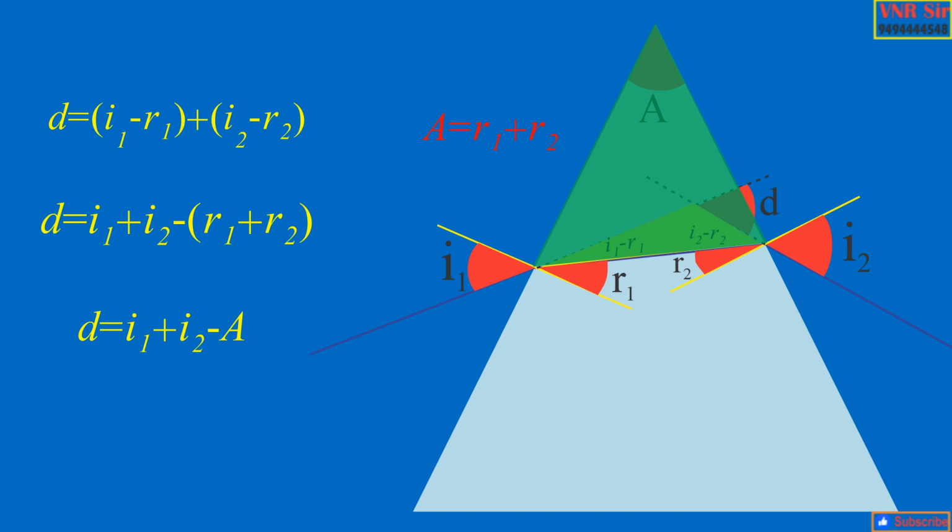So this is the relation between the angle of deviation and the angle of the prism, angle of incidence and angle of emergence. That means if you know the angle of incidence and angle of emergence, you can calculate the angle of deviation because the angle of prism will be given. So further, D plus A is equal to I1 plus I2 you can write.